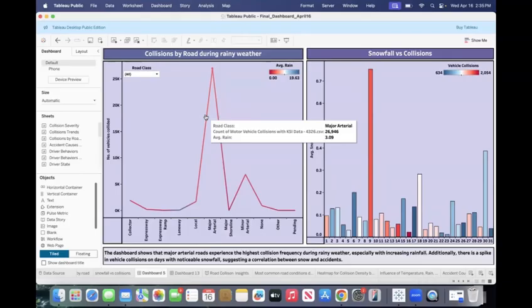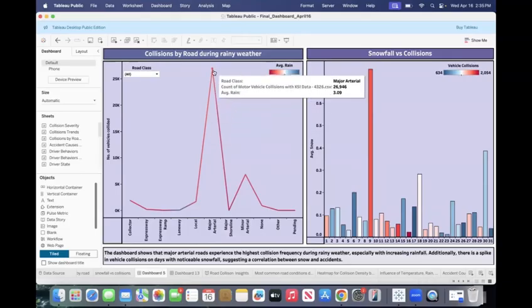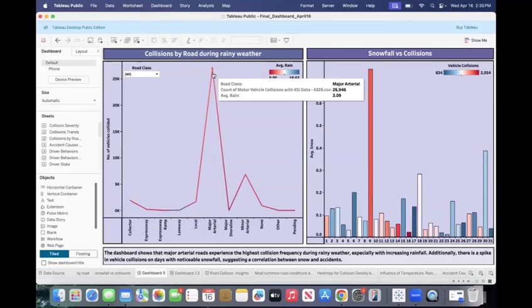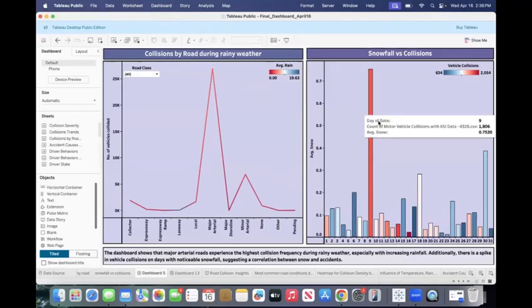What is immediately noticeable is a significant spike on the major arterial roads, showing over 25,000 collisions during the rainy conditions. As the rainfall intensity increases, the number of collisions increases, indicating a strong positive correlation between the heavy rain and the average rainfall, and it shows the accident frequency, especially on the high speed traffic areas and the roads which contain very heavy traffic.